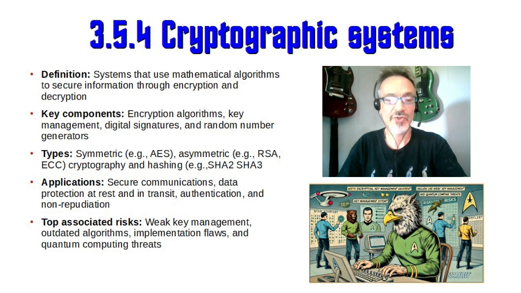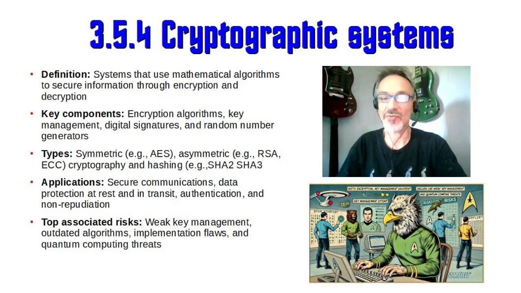3.5.4 Cryptographic systems. Definition: cryptographic systems use some algorithms to secure information through encryption and decryption. The key components that you might understand or test your understanding of on the exam: encryption algorithms, key management practices, digital signature implementations, and random number generators. The types: be prepared to discuss the three basic algorithm types: symmetric, like AES, that encrypts the data; hashing algorithms like SHA that check the integrity of the data; and asymmetric algorithms that can encrypt symmetric keys for key sharing or sign hashes for digital signatures.